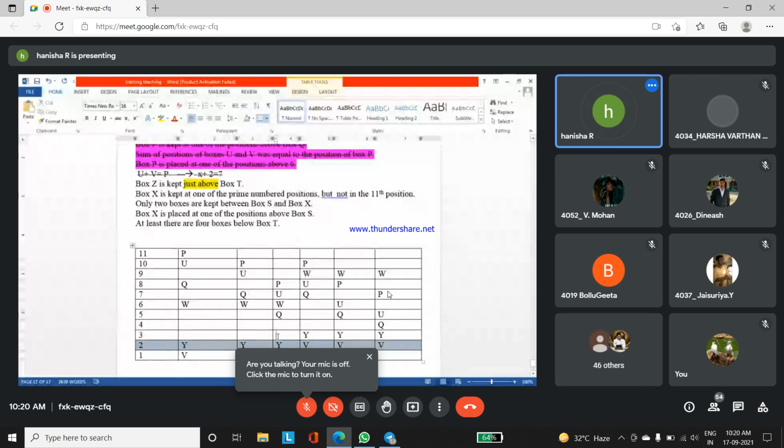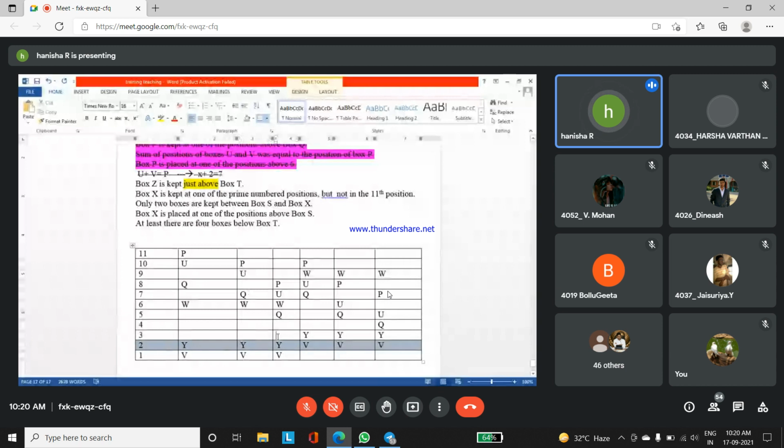Here you can have X. Third position X and X. Possibilities will increase. So we need to merge the clues together. So I'm not going to mark. Let's study the next clue.